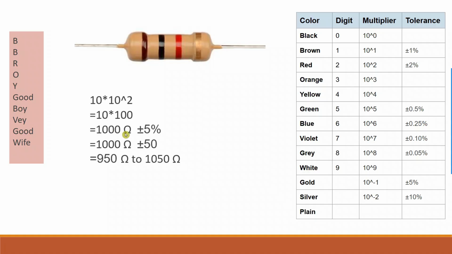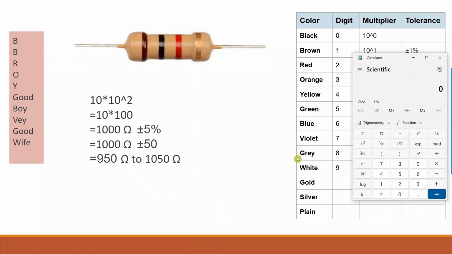It is 1000 ohm. Now what is the meaning of golden? Gold means 5% tolerance. So what is the 5% of 1000? The 5% of 1000 is 50. How is it 50? We calculate 1000 into 5 divided by 100. So it will be 50. So the tolerance of this resistor is 50.